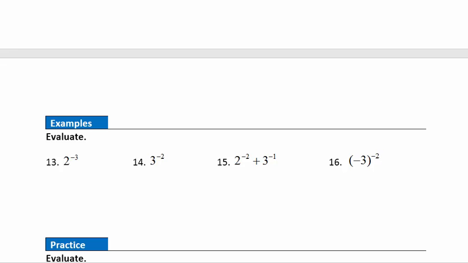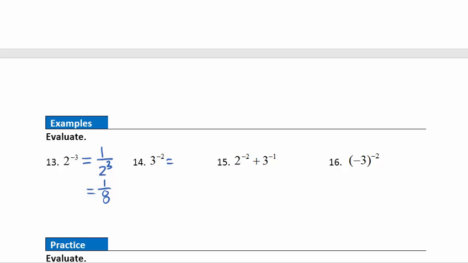Okay, let's look at 13 here. So I have 2 to the negative third power, and what I want to do is get rid of that negative exponent first. And so the way I do that is I take the reciprocal. So this is going to become 1 over 2 now to the positive third power. Putting that down in the denominator, which is the reciprocal, essentially removes the negative on that exponent. Now, once I get it down there, I can figure out what 2 to the third power is. Well, that's just 2 times 2 is 4 times 2 again is 8. So this is actually going to be 1/8.